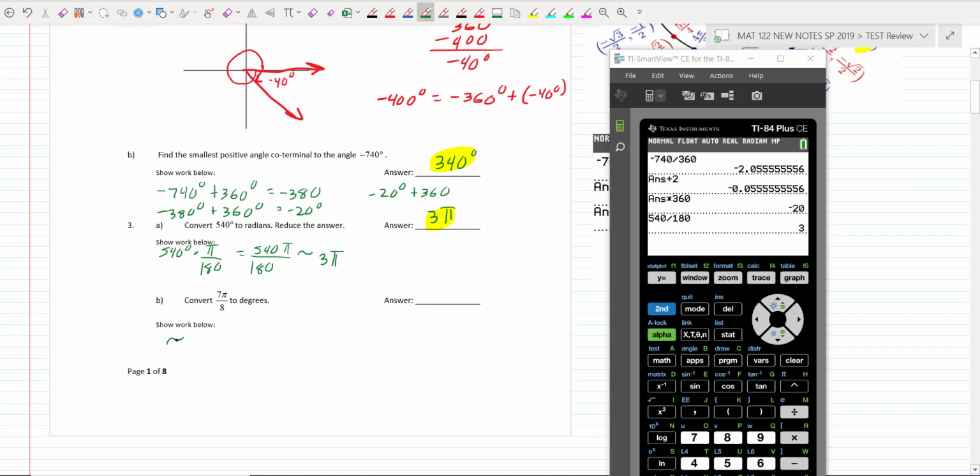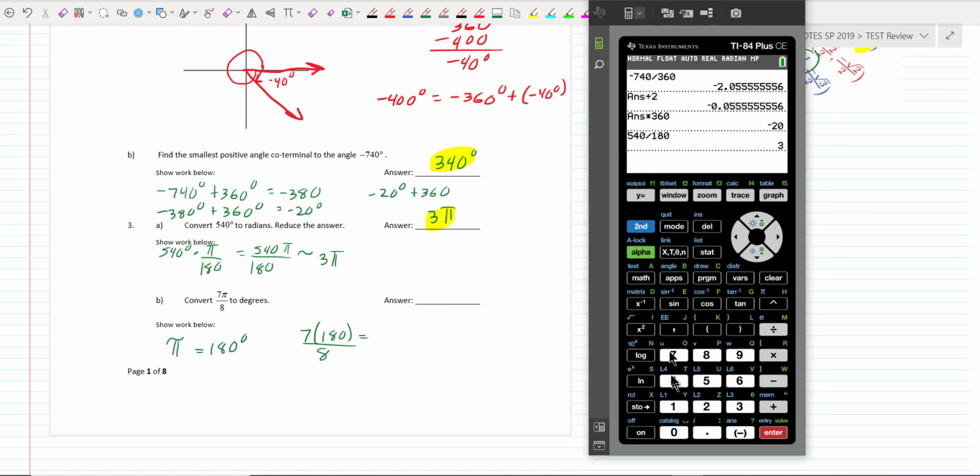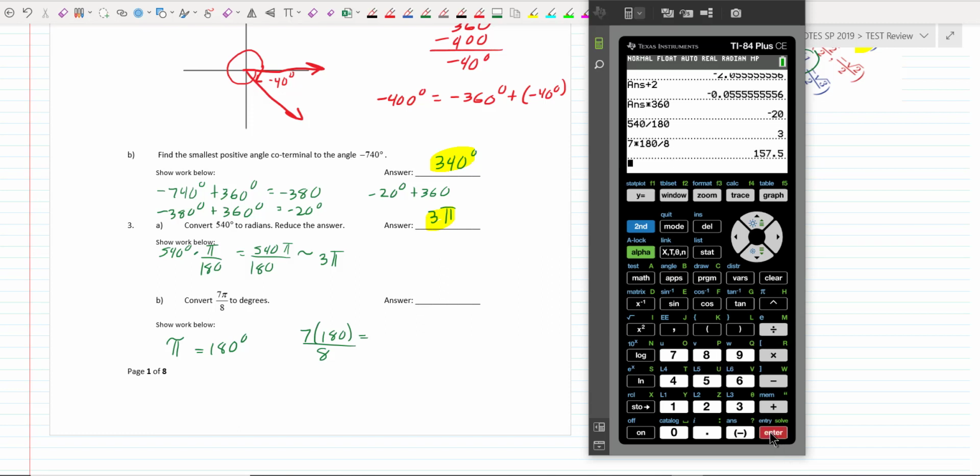Well, there are 2 ways to do this. The easiest way: pi is 180 degrees, so we just do 7 times 180 over 8. And again, we could do this on the calculator. So I'll do that: 7 times 180 and divide by 8. That would be 157.5 degrees. So that's one way to do that, and that's the way I generally do it.